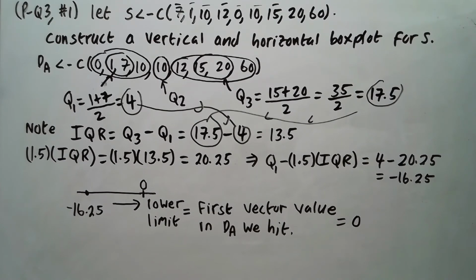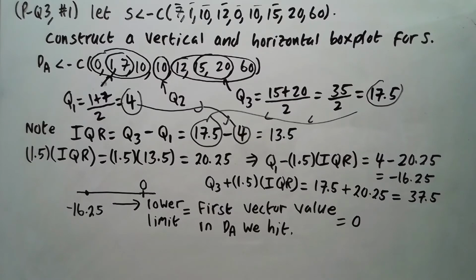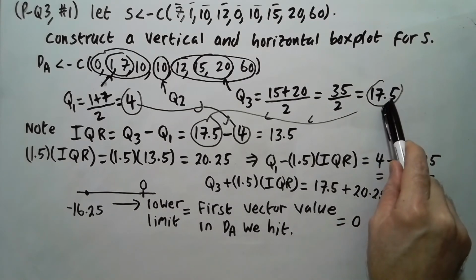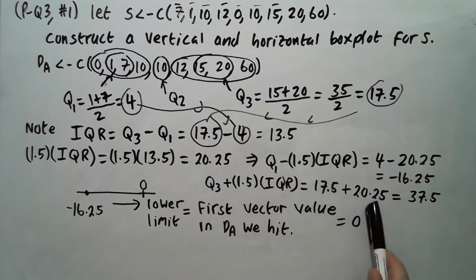Now let's find the upper limit. So coming back over here, the upper limit is the largest vector value that is smaller than or equal to Q3 plus 1.5 IQR. So let's compute the Q3 plus 1.5 IQR. The Q3 is 17.5 right here, and our 1.5 IQR was 20.25 right here. So we're adding those, and when you add them, you get 37.5.